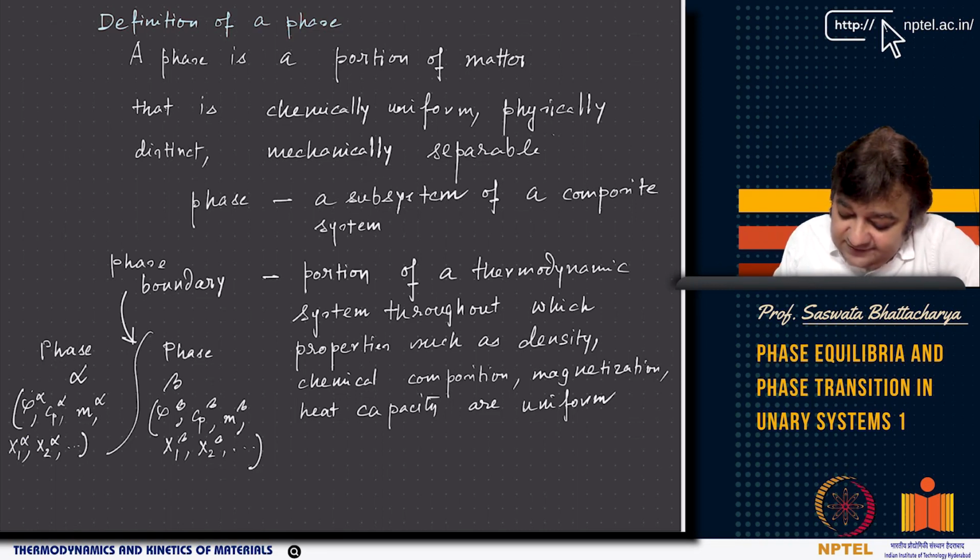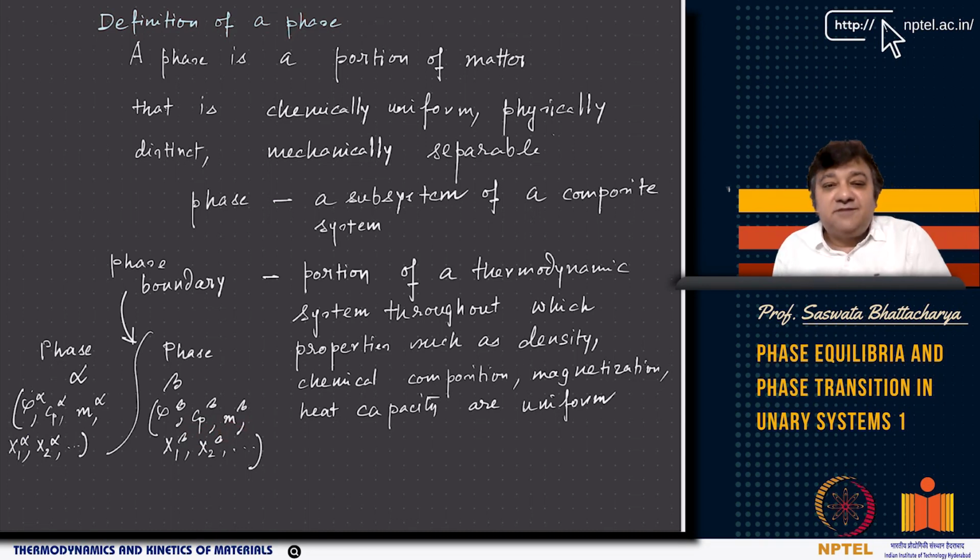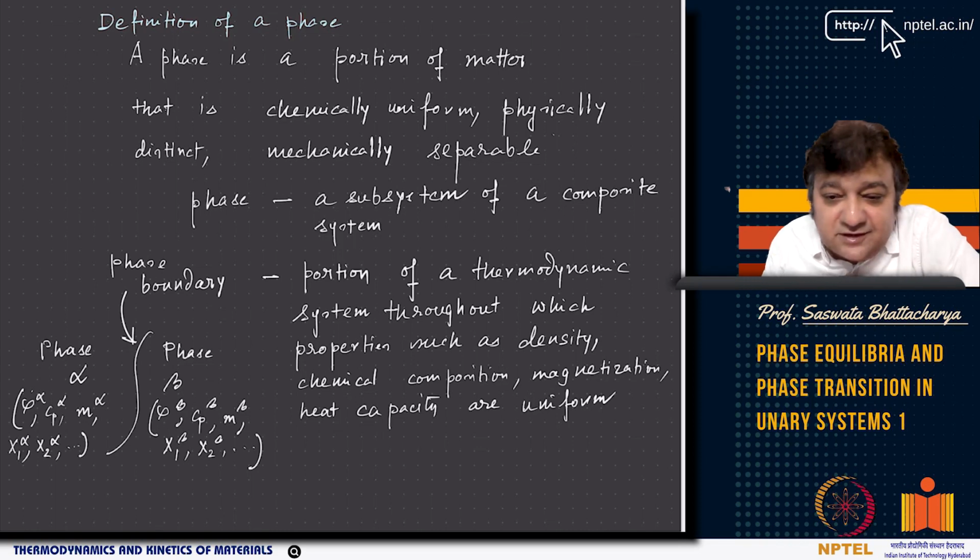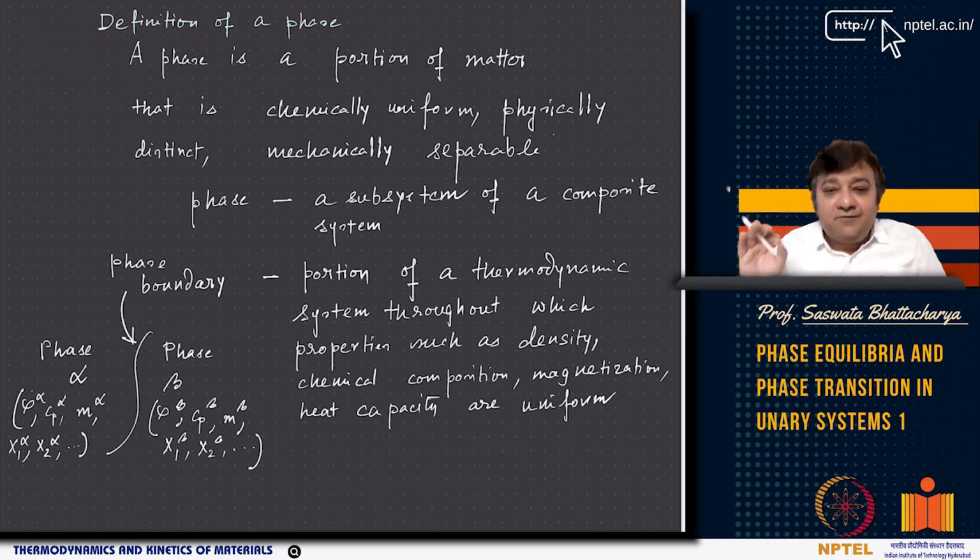And then phase beta has a unique density rho beta, a unique heat capacity Cp beta, then unique magnetization. Say for example, in the iron chromium system, the iron rich phase is magnetic while the chromium rich phase is not. So when we identify a chromium rich phase, one of the characteristics that we see is that it has no magnetization, right? But if I look at the iron rich phase, on the other hand, I see that it is ferromagnetic and it has a spontaneous magnetization associated with it.